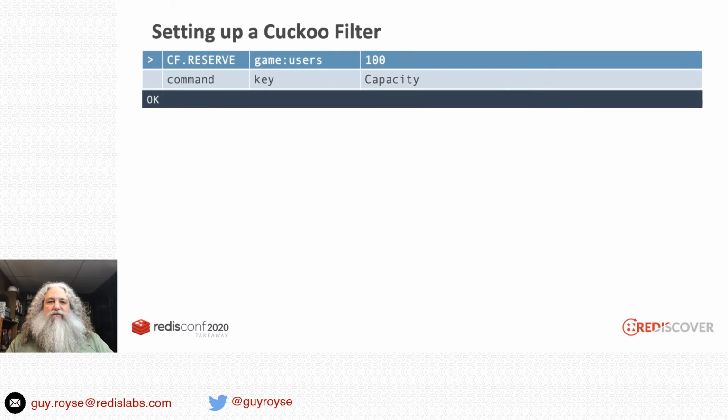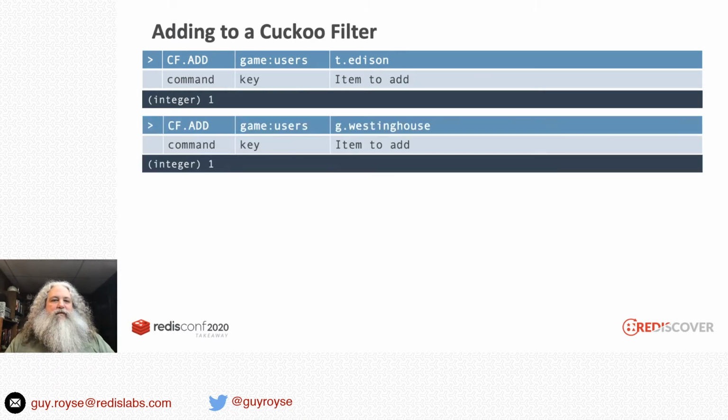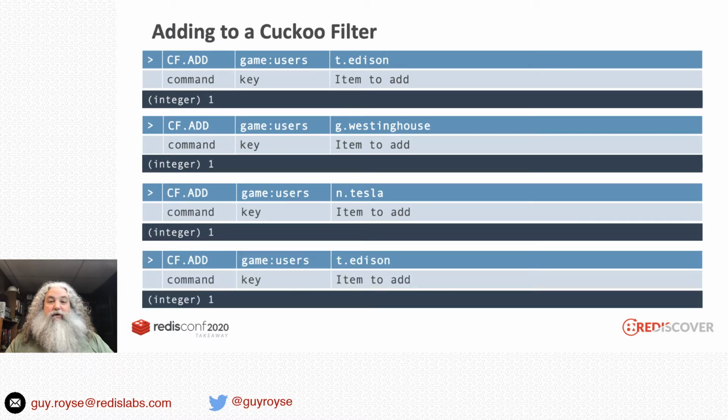Here we are reserving a cuckoo filter with a capacity of 100. We're going to go ahead and add Thomas Edison. We get a 1 back. We're going to add George Westinghouse and get a 1 back. We're going to add Nikola Tesla, and we also get a 1 back. And we're going to add Thomas Edison again, and we're going to get a 1 back. It always returns 1 to say it's okay.